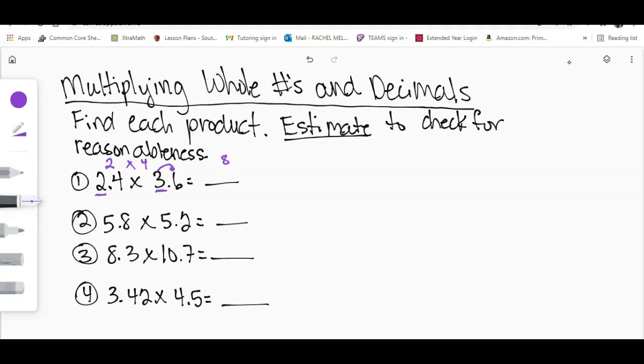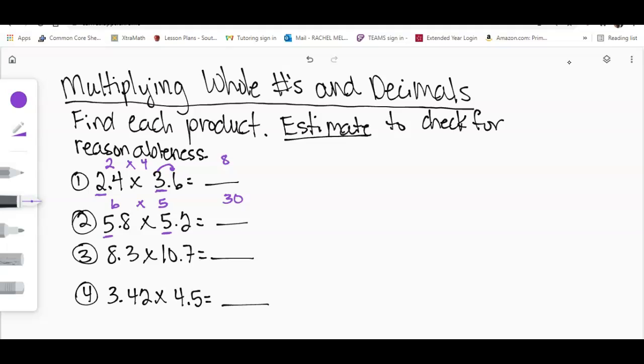So let's do the same thing for this one. So I have 5 8/10 and 5 2/10. They both also go to the ones place. 5 8/10 would be closer to 6. 5 2/10 is closer to 5. And so 6 times 5 is 30.